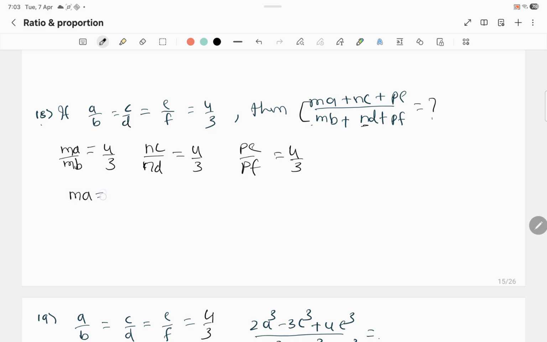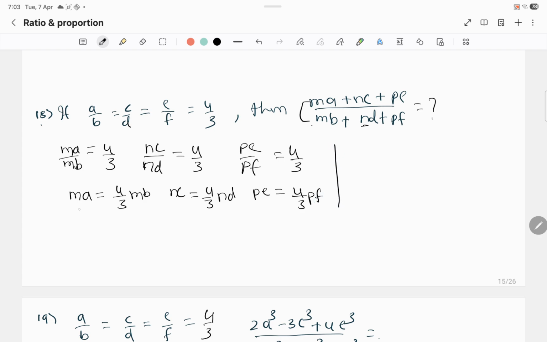MA is equal to what? 4 by 3 of MB. In the same way, NC is equal to 4 by 3 of ND. So PE is equal to 4 by 3 of PF. Now substitute them.